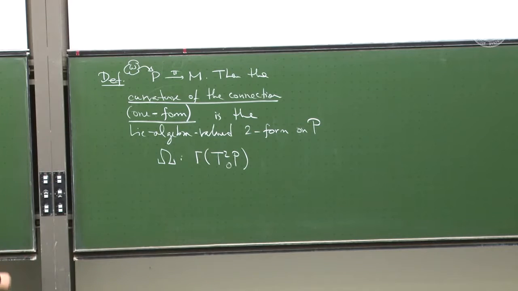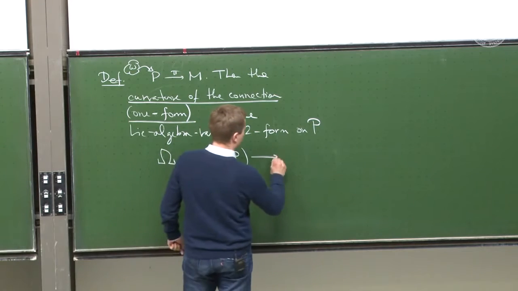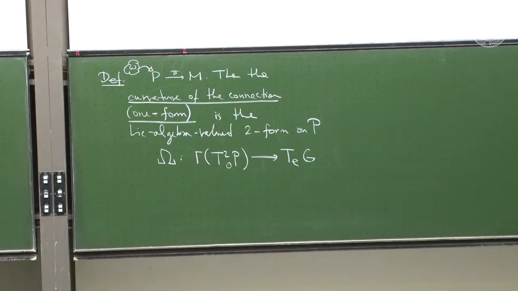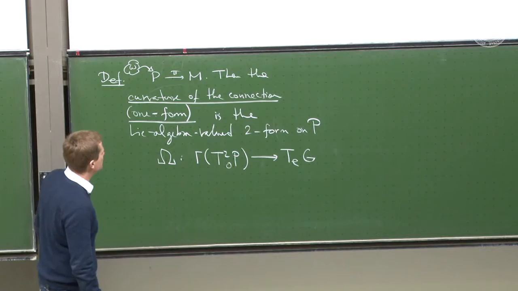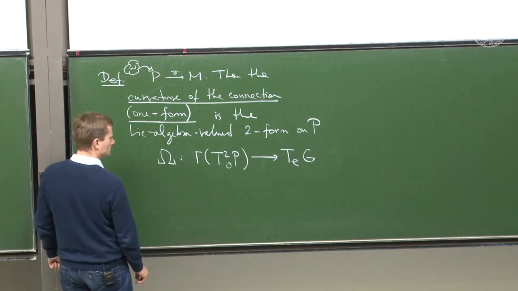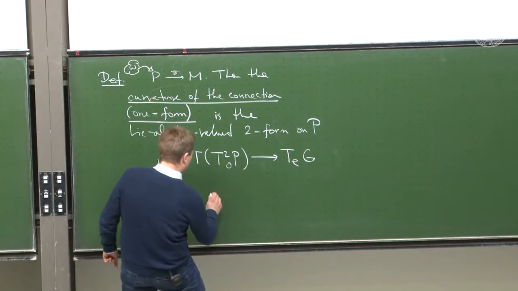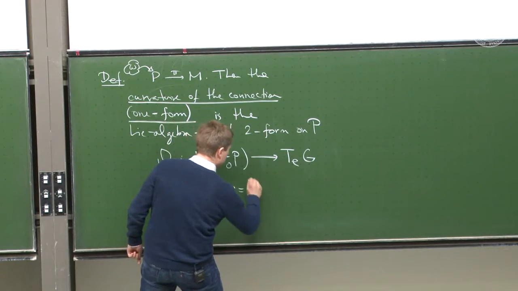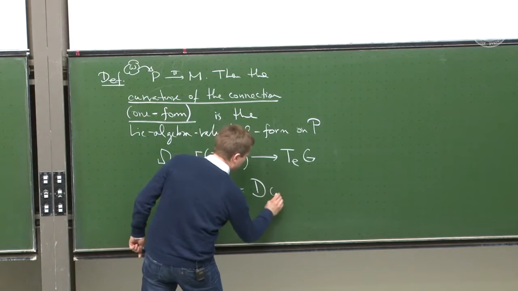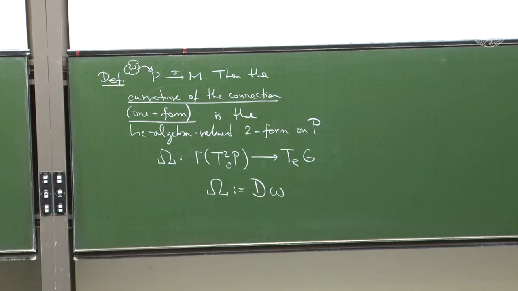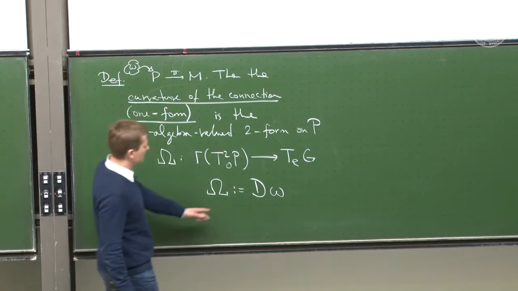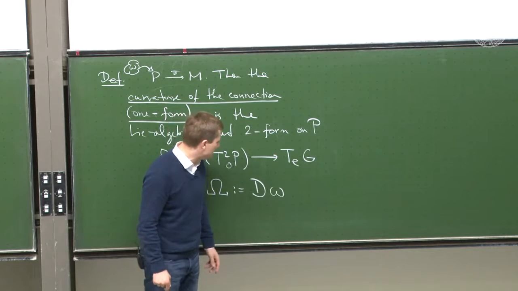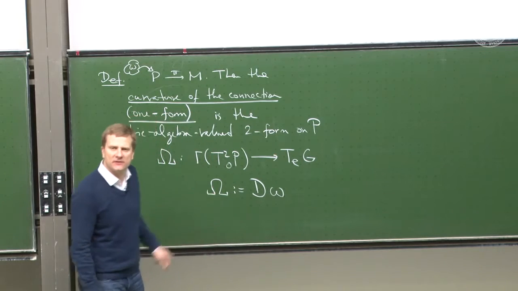Now we're firmly on the principal bundle. And it's Lie algebra valued. That means the Lie algebra of the group G that belongs to this principal G bundle here. And it's simply defined as omega is the exterior covariant derivative of the connection one form. You see, the connection one form is Lie algebra valued. So in this case, flower is the Lie algebra. So this is also Lie algebra valued.